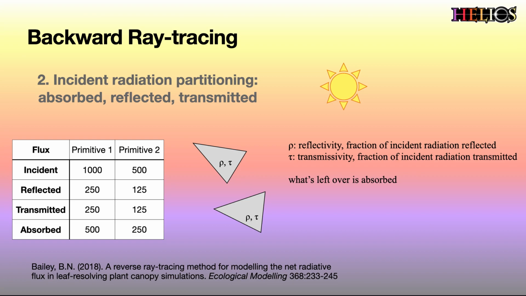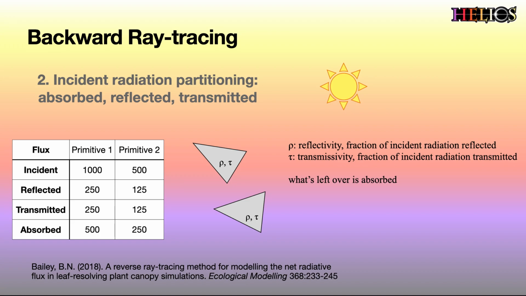And different primitives might have different incident radiation fluxes, both based on their angle. If they're at a sharper angle relative to the sources, their flux is going to be lower. This could also be due to occlusion. If part of the primitive is occluded or blocked from the view of the source, then its incident flux could be lower.